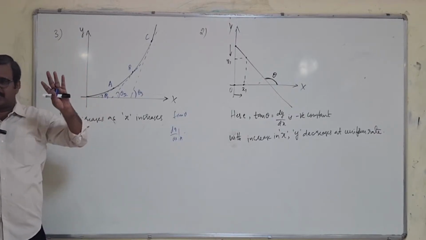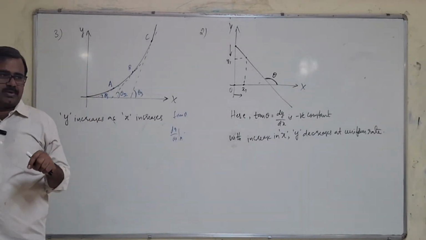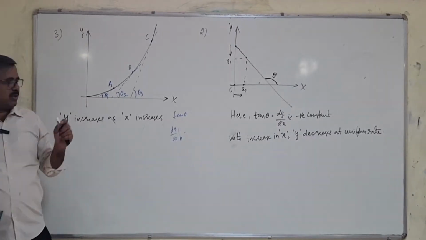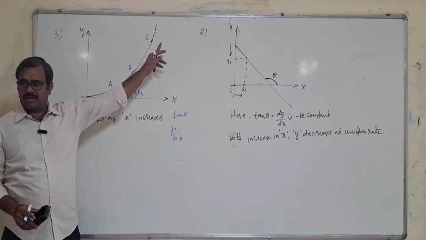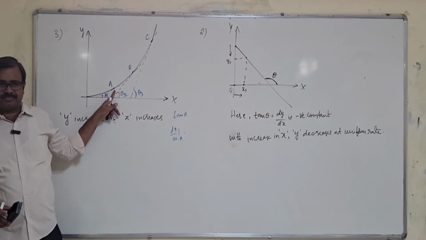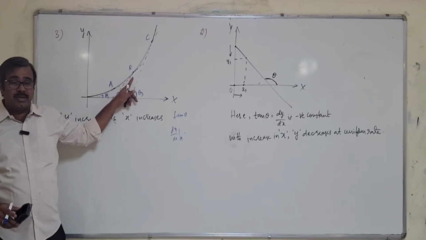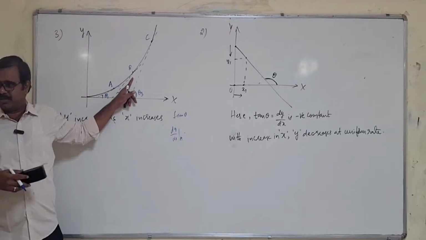Where is it small? Smallest slope is in these 3 points where? At A. At A, smallest slope. Okay, what does it mean? Smallest slope at A means y is increasing as x is increasing at all these 3 points. But y is increasing at a slower rate here. You understand what I'm saying? As you go to point B, the rate at which y increases is greater at point B.